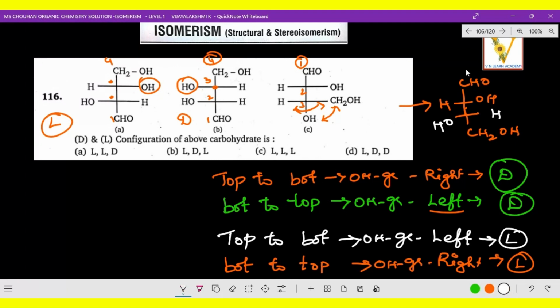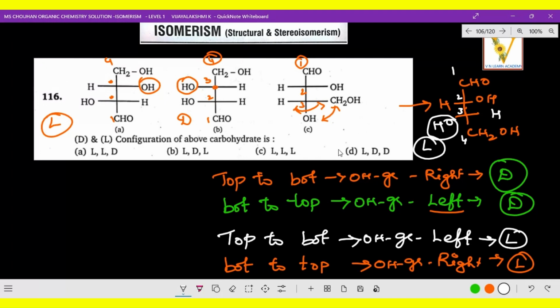So here priority comes top to bottom. So here 1, here 2, here 3, and this is 4. The last priority, that means the last chiral carbon, where the OH is coming on the left hand side. So top to bottom, OH on the right hand side is D, bottom to top. Now top to bottom, OH is on the left hand side. So this is L. See, now 1, 2, 3, the last chiral carbon, where the OH is located, that is only what we have to identify. So due to that interconversion, here L.